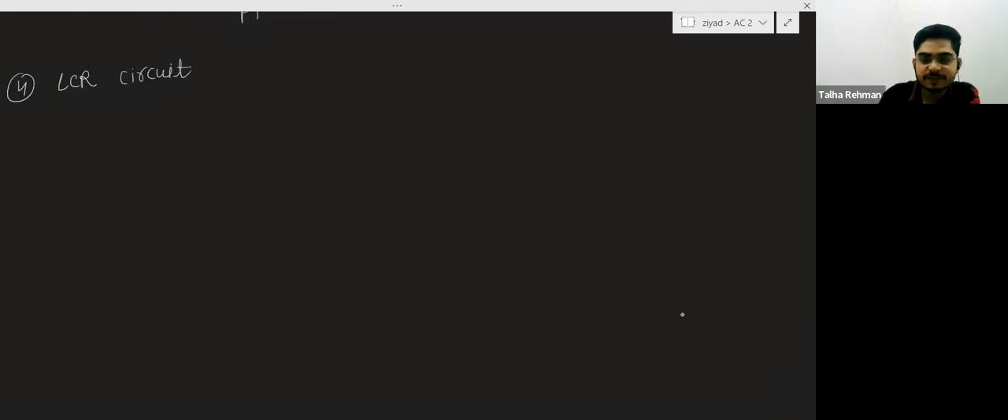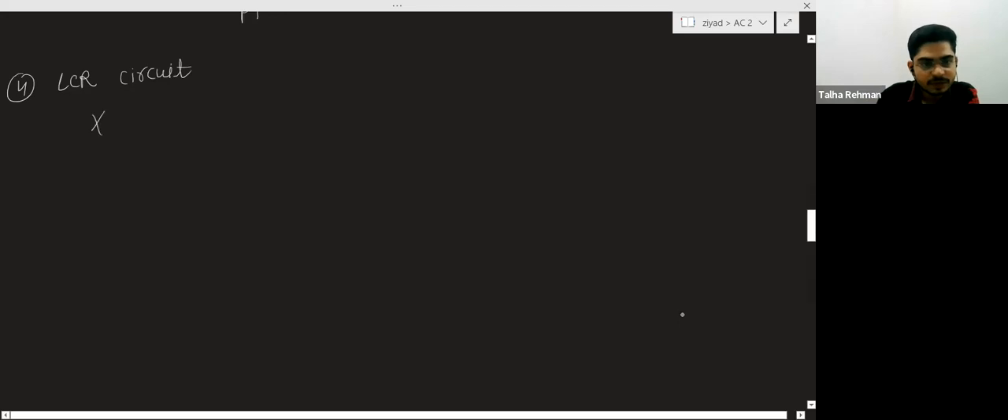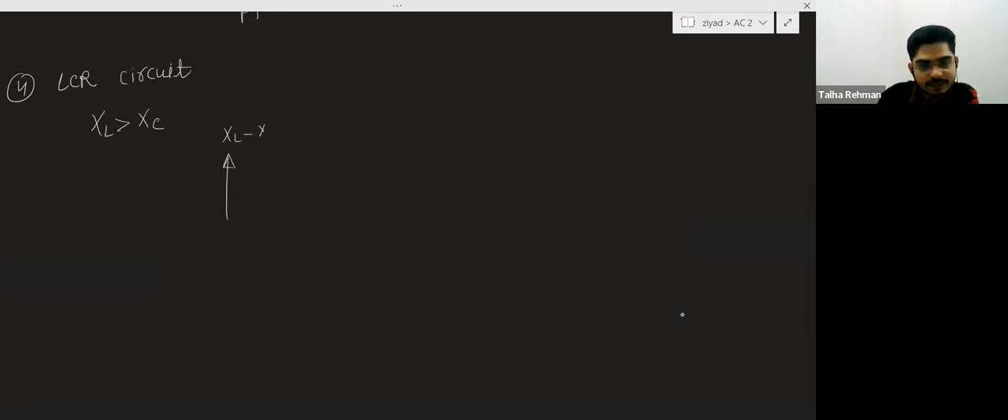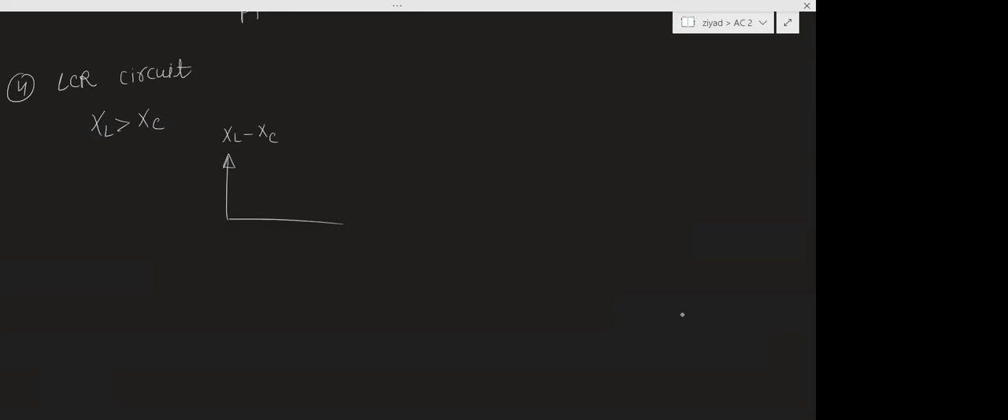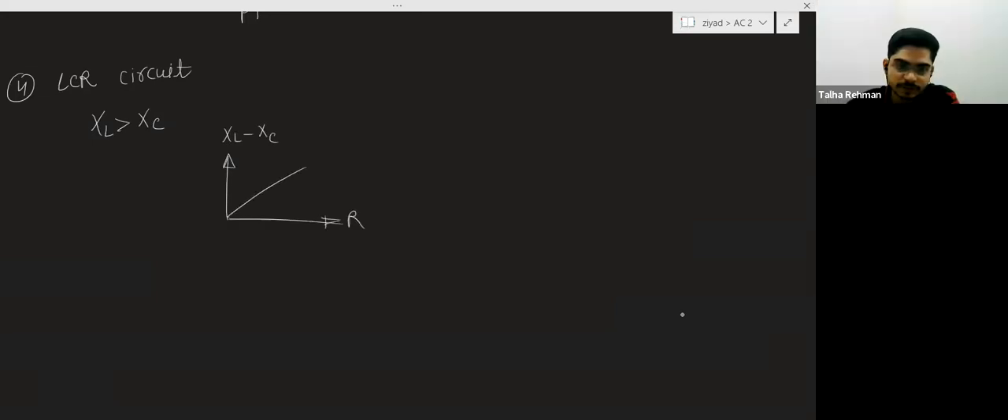So in the LCR circuit, what happens? Take one case. If XL is greater than XC, then your diagram will be like this. This will be your XL minus XC. And here is your resistance. And the resultant of this will be the impedance Z. And this is the phi.